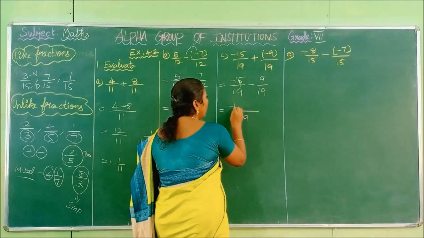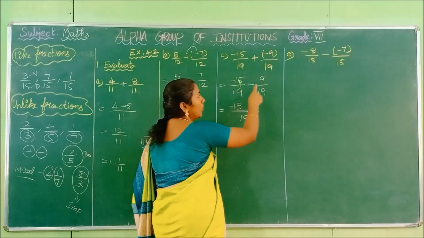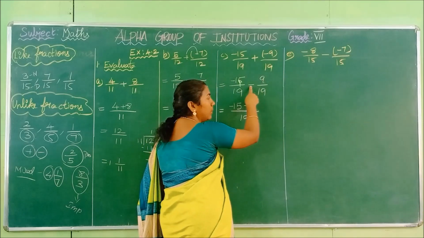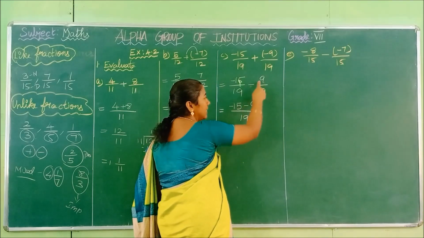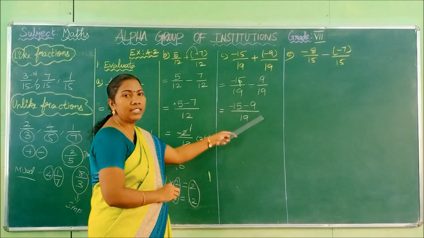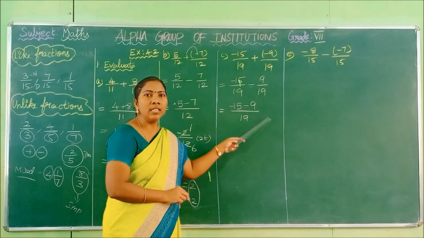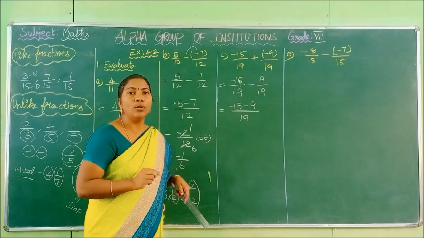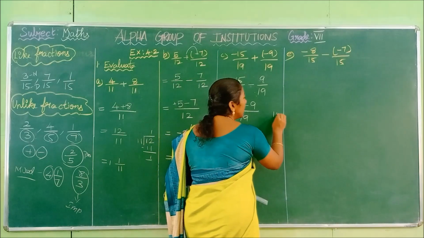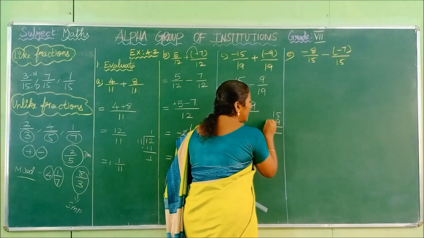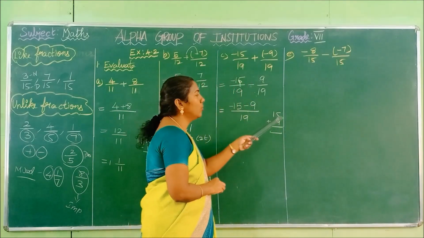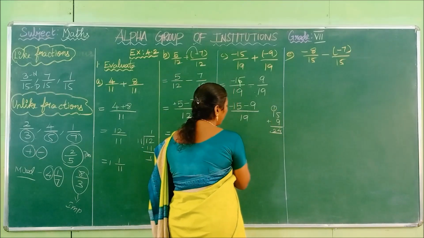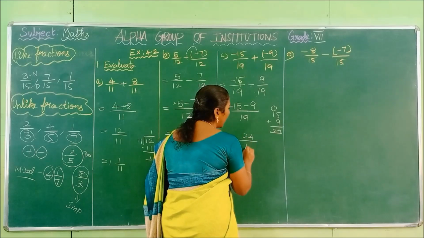What is here? Minus 15. So what is the number here? Minus 9. When you are writing the second number, you have to write the symbol between the rational numbers. So observe the given integers, minus 15, minus 9. They are the same sign. Same sign means what you have to do? As per rule 1, the given integers are in the same sign, so we have to add. So add the integers: 15 plus 9, 24. So our answer is 24 by 19.